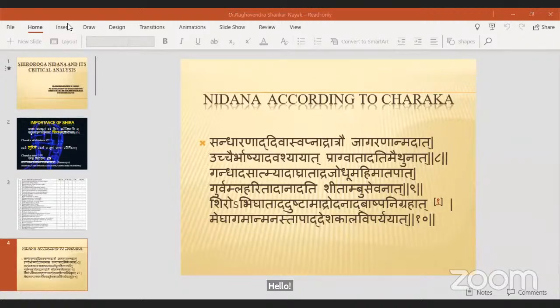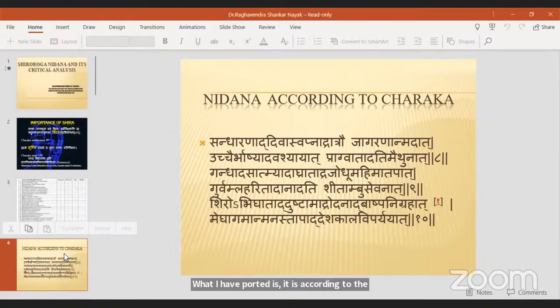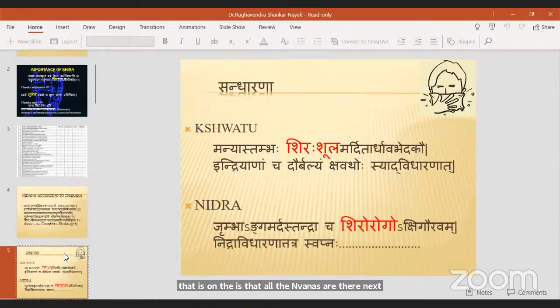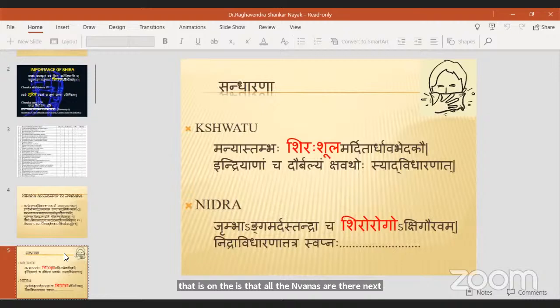Next slide. Correct. The Nidana I have quoted is according to Charaka: Sandharana, Divasvapna, Ratrijagarana. These are all the Nidanas. Next, one by one, I'll explain. Next slide. First of all, Sandharana.